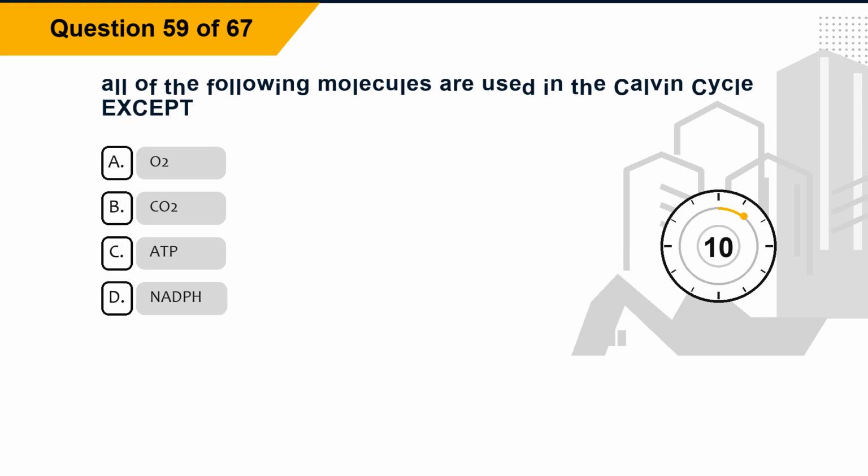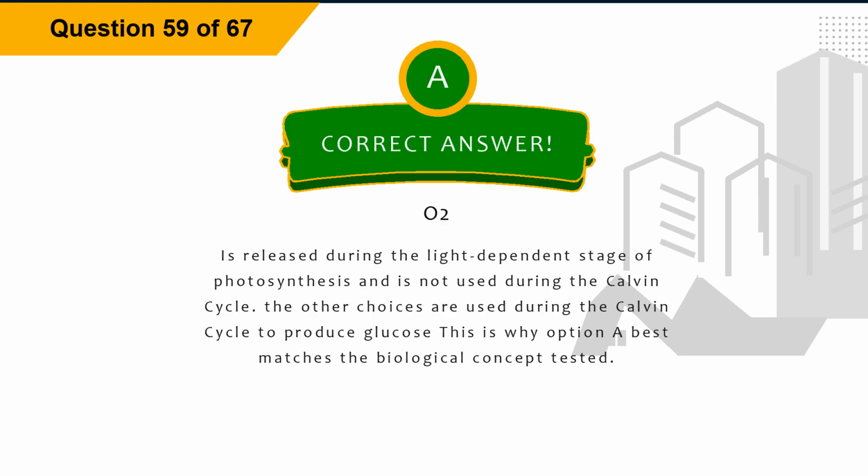Question 59. All of the following molecules are used in the Calvin cycle except option A. Oxygen. Option B. CO2. Option C. ATP. Option D. NADP. The correct answer is option A. Oxygen. Explanation. Oxygen is released during the light-dependent stage of photosynthesis and is not used during the Calvin cycle. The other choices are used during the Calvin cycle to produce glucose. This is why option A best matches the biological concept tested.